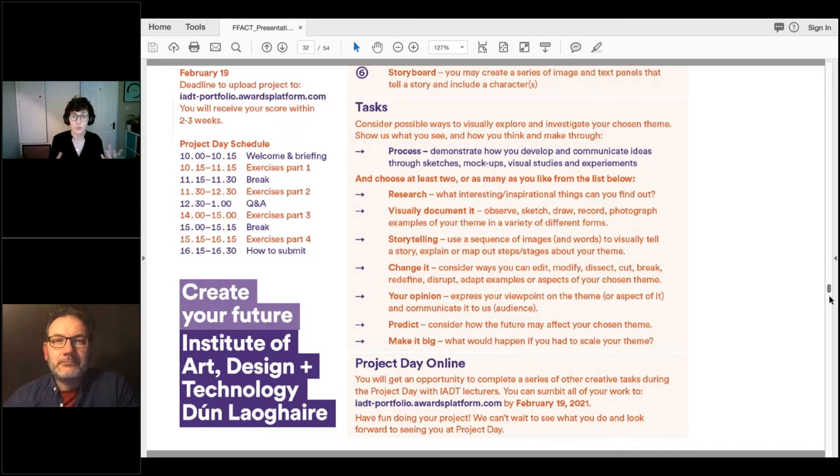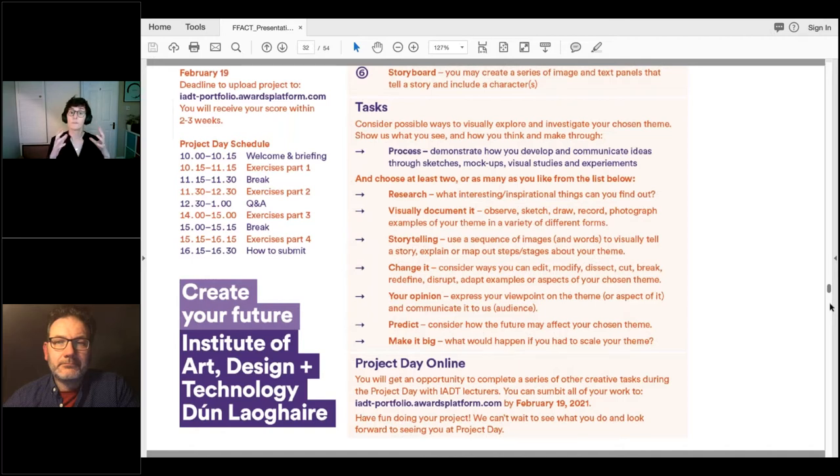Your opinion, super important. Who are you? What's your opinion of this thing? What point of view are you bringing to something? I think we all probably have a very different opinion of the theme of home in January 2021 than we did in January 2020, and that's an important element to bring in. For example, if you were to choose a theme like this: can you predict something? Are you making a bold statement about the future through your work? And what would happen if you had to make it bigger? So we want to see you tackling two of those, plus definitely process in how you are documenting your work.